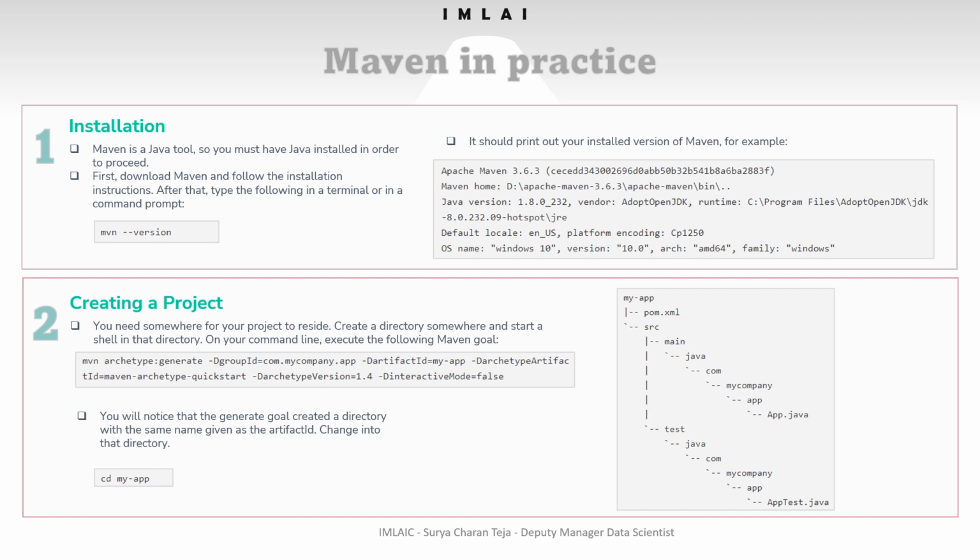Suffice it to say for now that a plugin is a collection of goals. A plugin is a collection of goals with a general common purpose. For example, the JBoss Maven plugin, that is one plugin, whose purpose is to deal with various JBoss items.